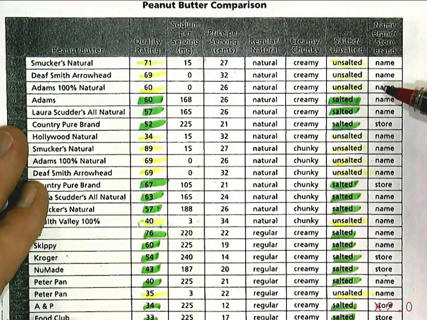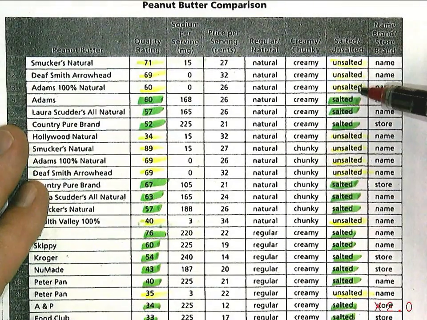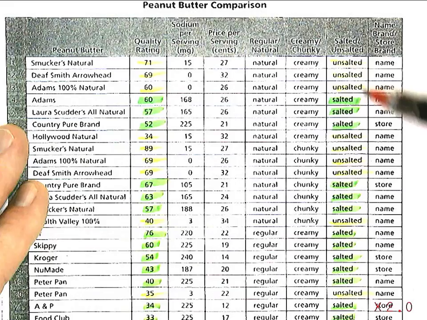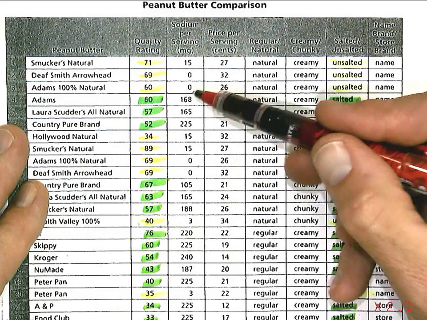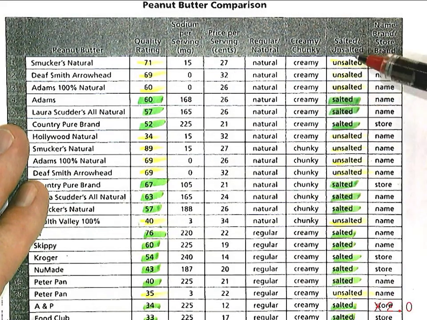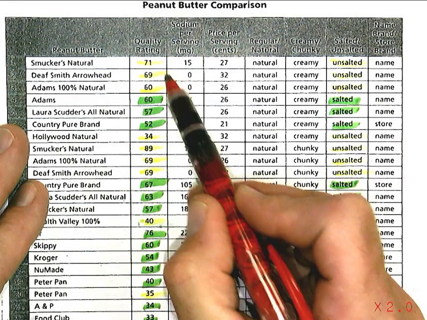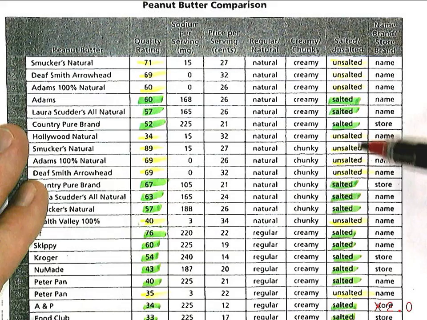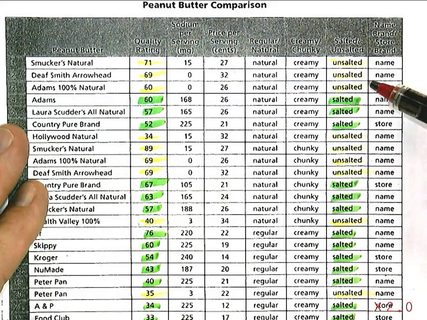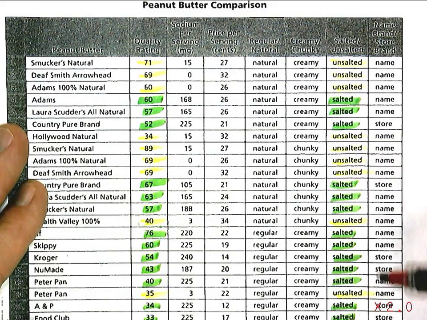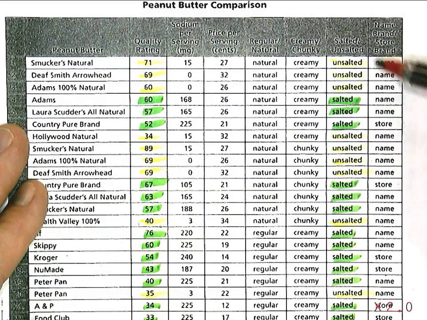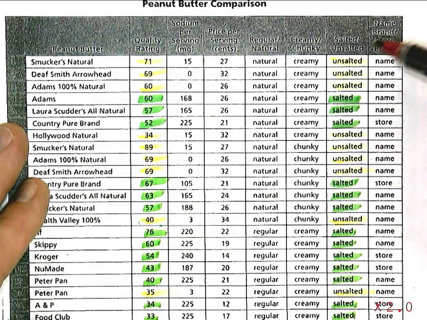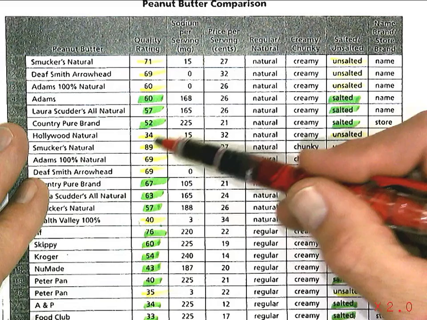And so what I did on my chart was I highlighted the unsalted in yellow with their quality ratings and the salted in green with their quality ratings. So I used two different colors. So these quality ratings are for the unsalted and these other ones are for the salted. And you can see there's a lot more salted peanut butters than unsalted. But the idea is, how do the quality ratings compare for these?